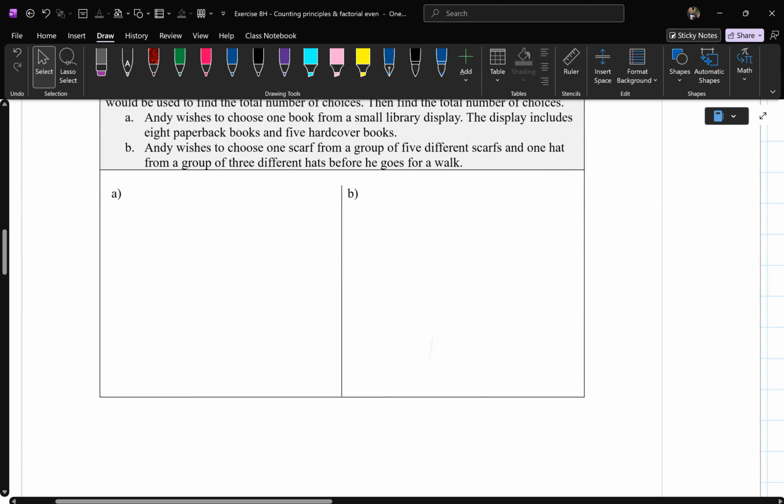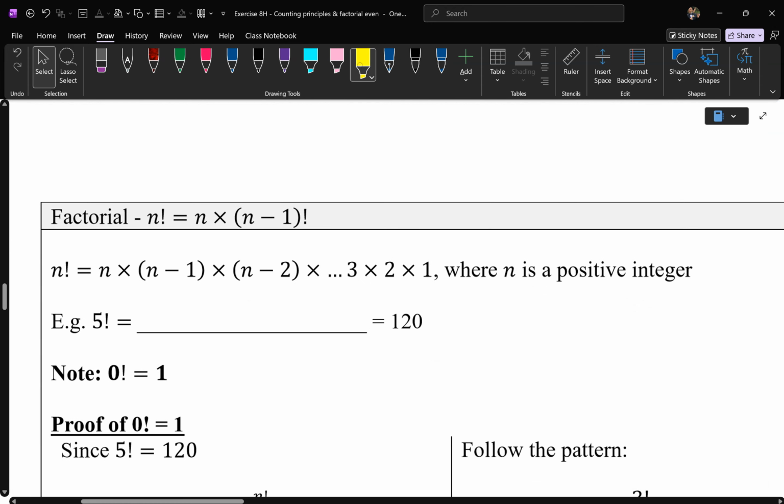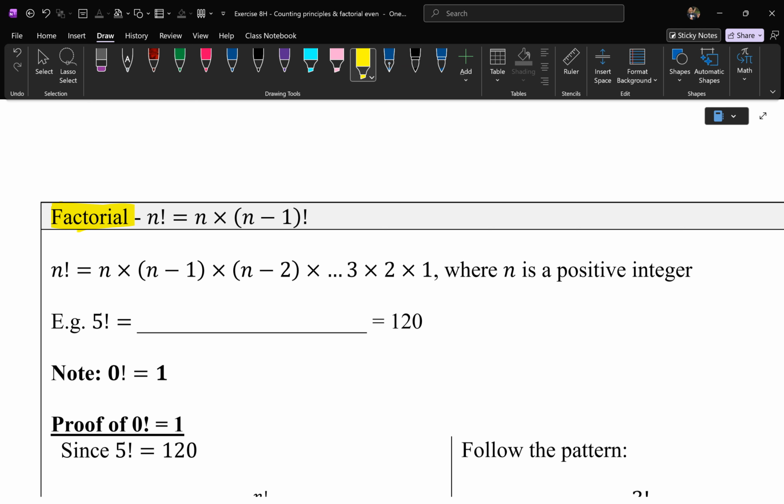Now, if you flip over to the next page, can I get a show of hands who know or have seen the word factorial? Oh, wow. Most of you learned it already. Factorial, for those who haven't, is this symbol, the exclamation mark. When you say 5 factorial, that just means 5 times, and you do repeated multiplication all the way down. So you do 5 times 4 times 3 times 2 times 1, and you stop at 1.